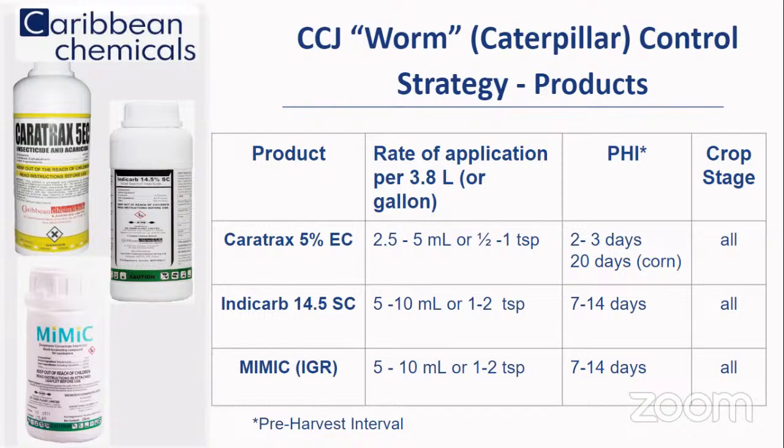So for the Karachat, you have 2 to 3 days in vegetables, and in corn, you have a 20 day pre-harvesting interval. And for the Indicarb, 7 to 14 days in all crops. And for the Mimic, 7 to 14 days pre-harvesting interval. So when using insecticide or any pesticide whatsoever, the pre-harvesting interval is very important. Very, very important. And the mixing rate.